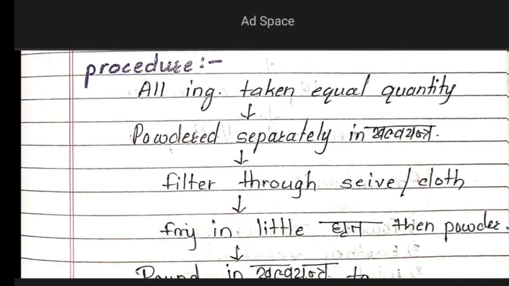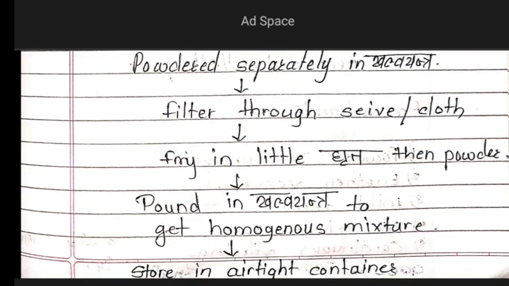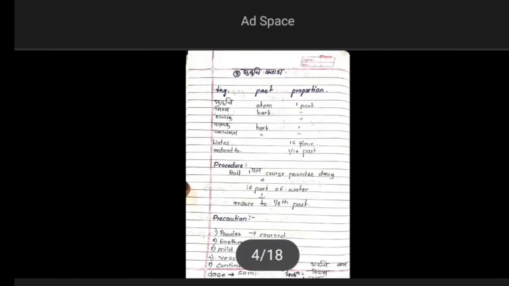Its procedure: all ingredients taken in equal quantity, powdered separately in khalva yantra, filtered through sieve or cloth, fry in little ghrita, then powder it. Pound in khalva yantra to get a homogeneous mixture. After separately pounding in khalva yantra, mix all of them and pound once again to get the homogeneous mixture. Store in an airtight container after mixing together.